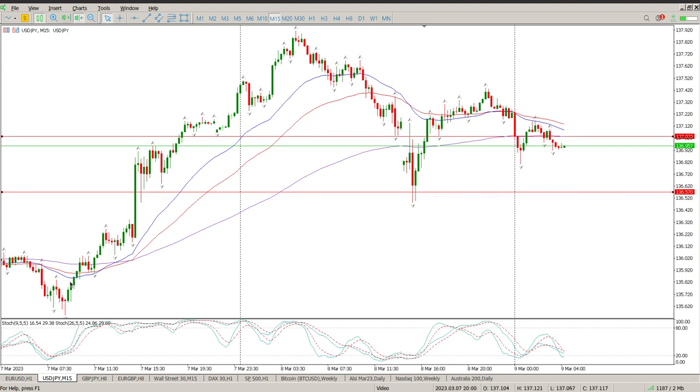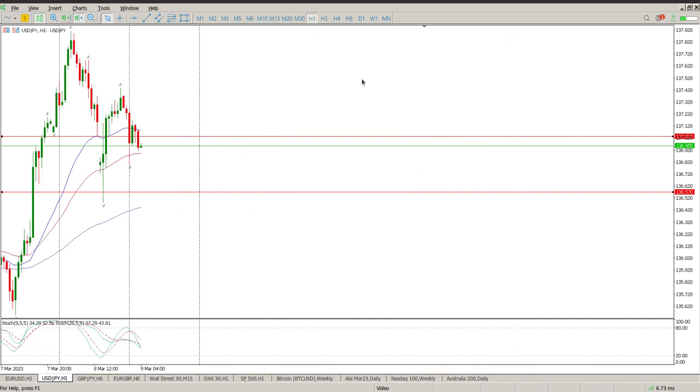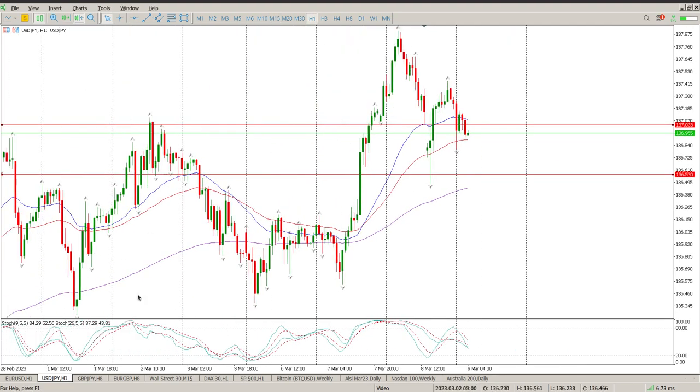If that does play out, then I would expect the euro to strengthen, so I'd expect euro USD to rise, but there's no structure there. So this is the one I'd be watching, US dollar Japanese yen. A bit of a short setup on the 15-minute though, nothing else on any other time frame.